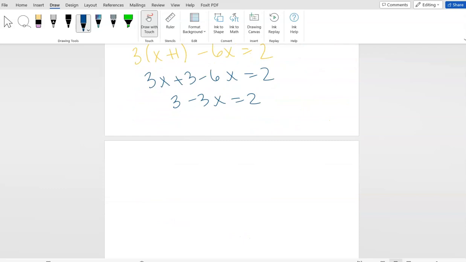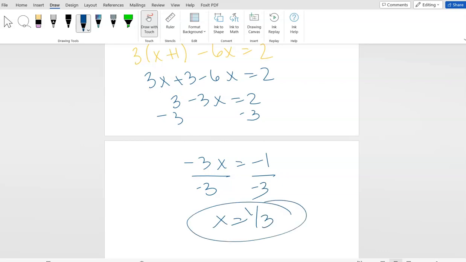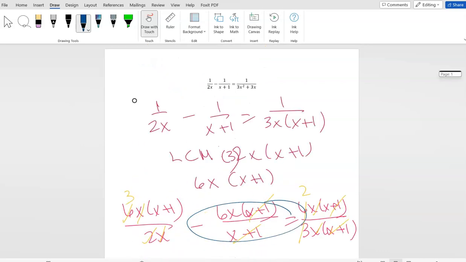So then I'm going to subtract 3 from both sides. Negative 3x equals negative 1. Divide by negative 3, x equals 1/3. So here's my answer. Then, of course, I have to go back up and check.